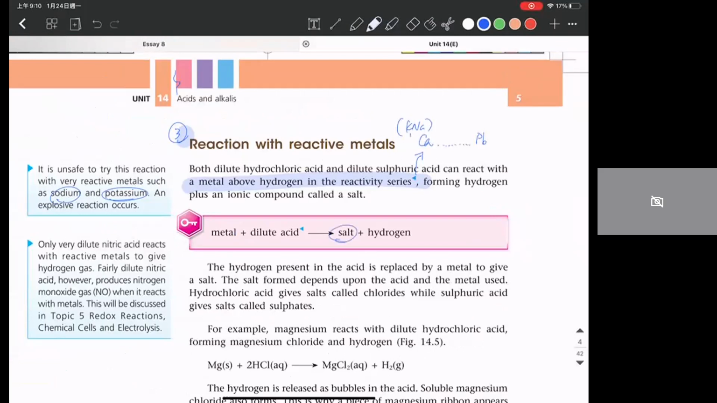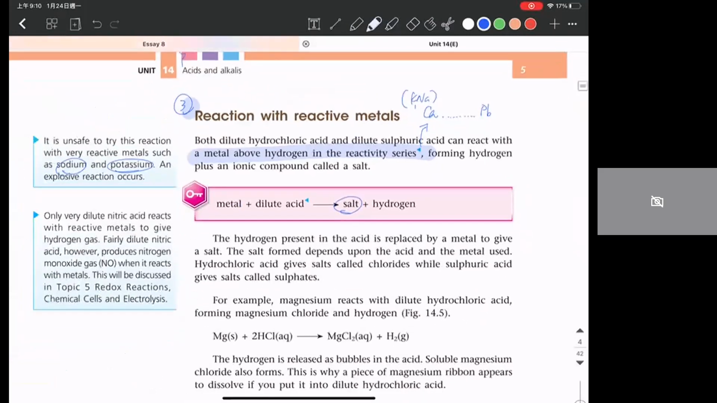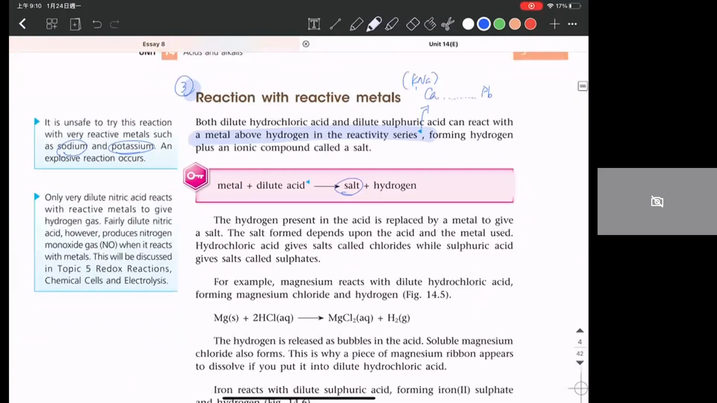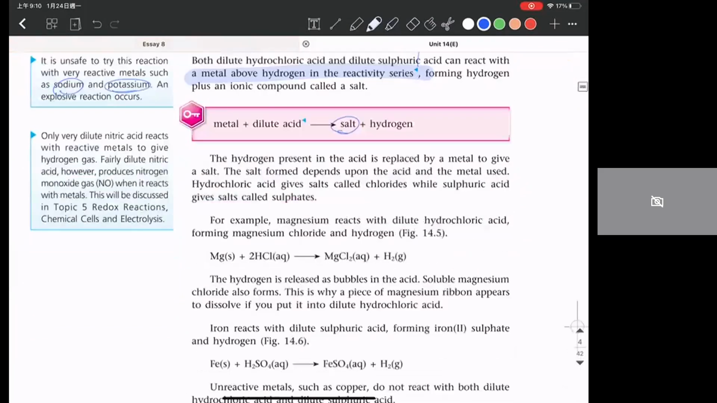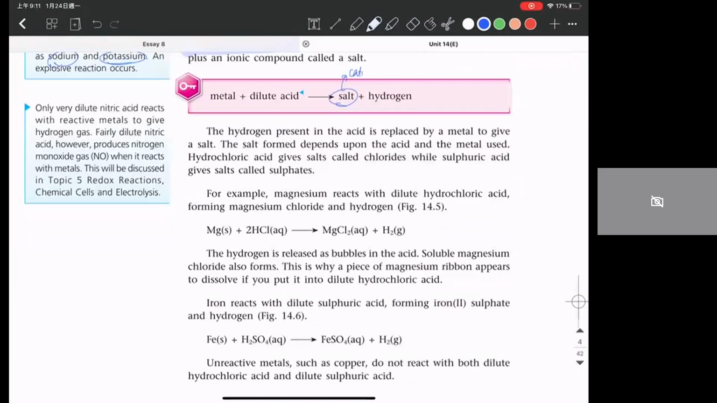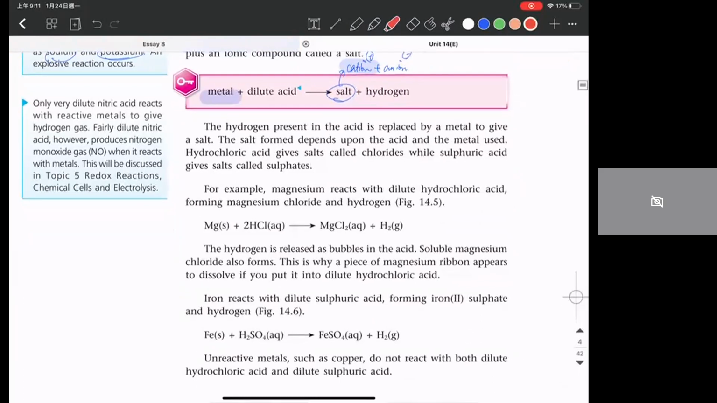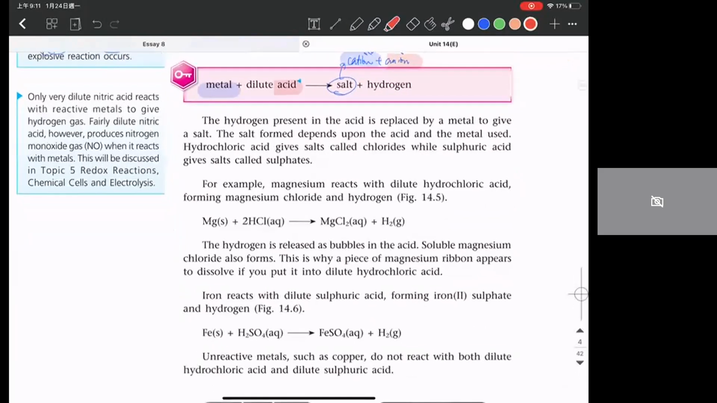Salt, what does it mean by that? It is a very special term, but you may get it as a cation plus anion, positive ion and negative ion. Which is positive? It comes from the metal. And what is negative here? It comes from the acid. So I would like to show you this equation and you can get what I mean.